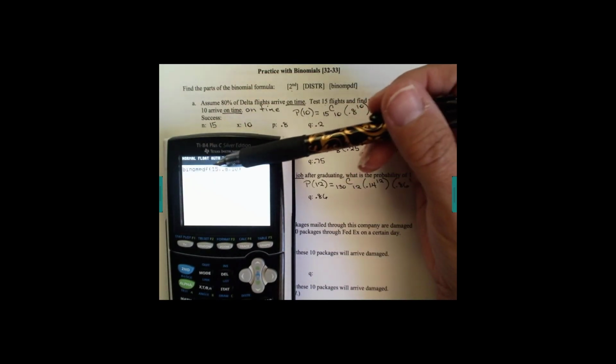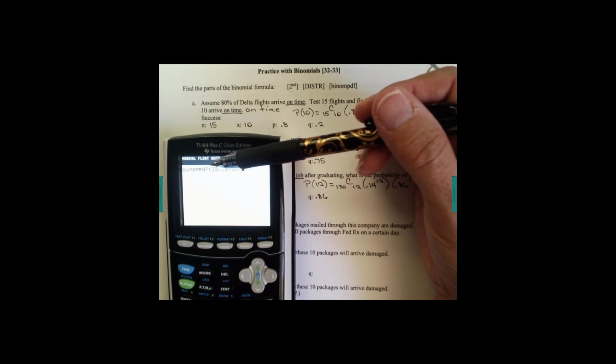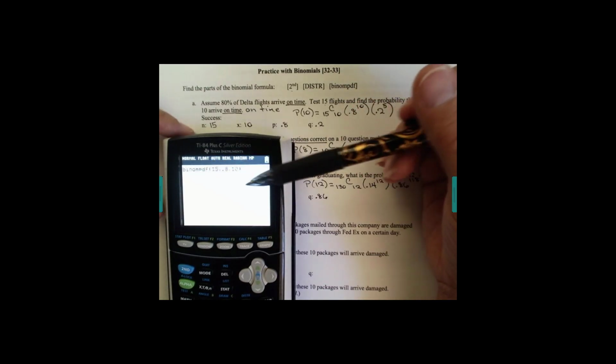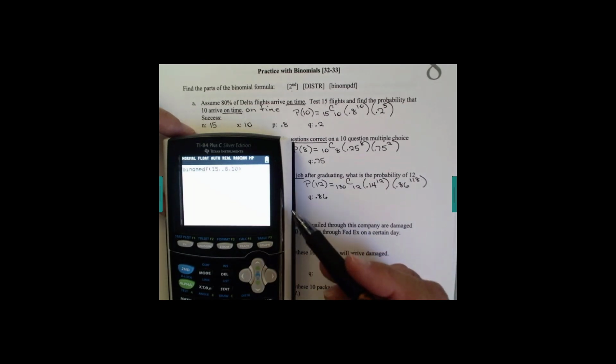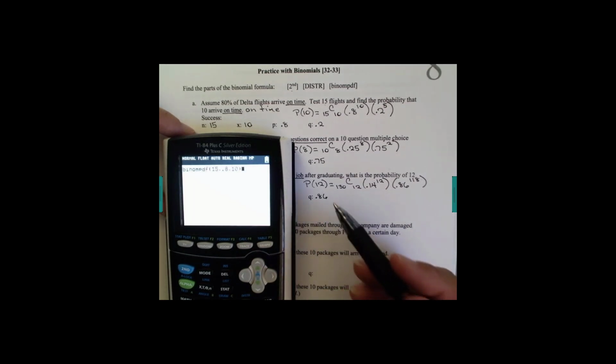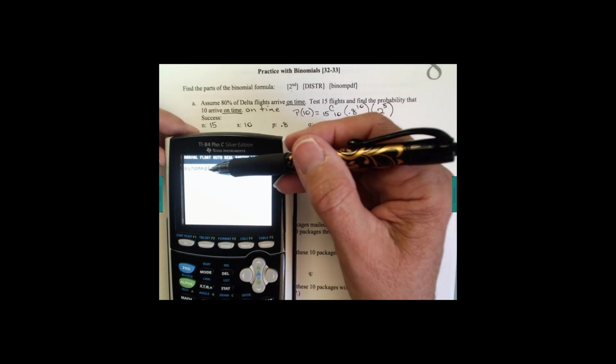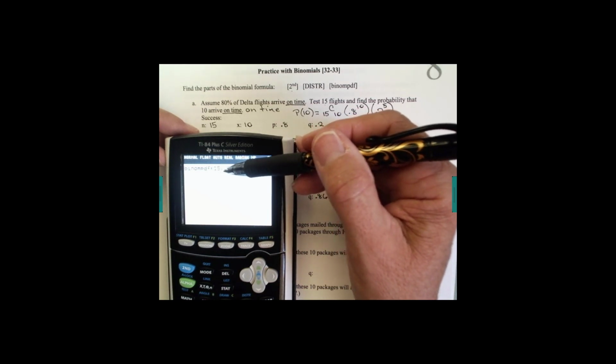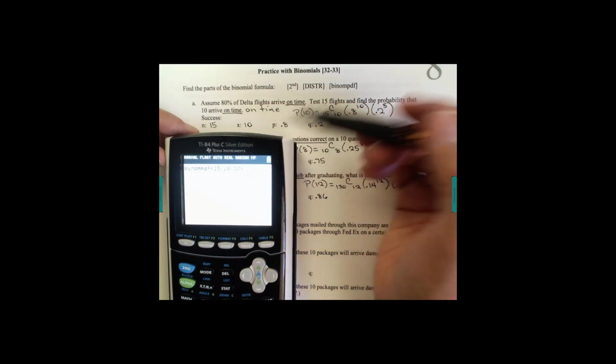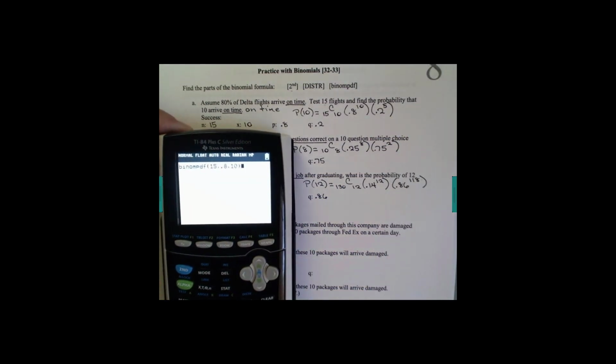Now, if you don't have that little menu, then what you're going to have is binomial probability distribution function, and it'll come up with parentheses. And this is what you will enter: n, comma, p, comma, x. No spaces. And don't forget that the value for p is going to have a decimal. So I'm going to enter n, which is 15, comma, 0.8, comma, 10, which is the value for x. And that's how you'll enter it if you do not have the menu to create it for you. After that, all you do is press enter, and there's your probability.